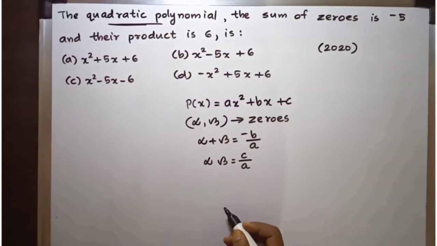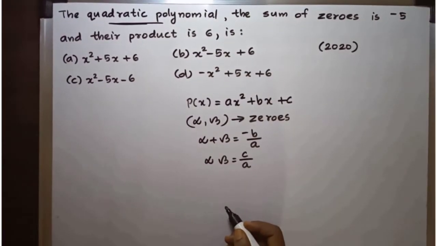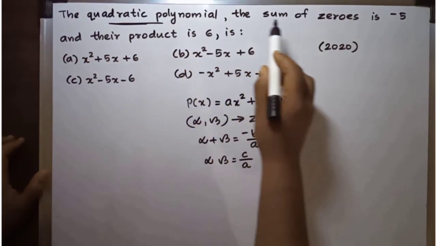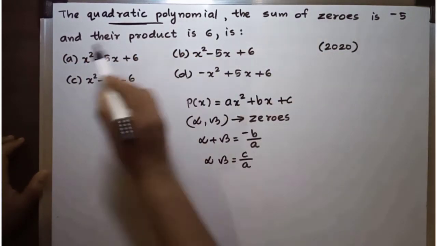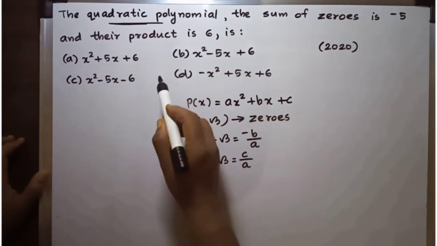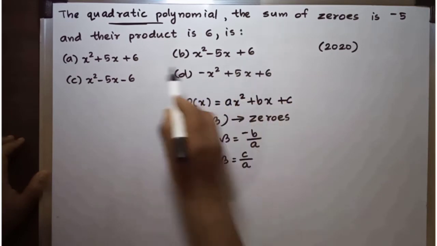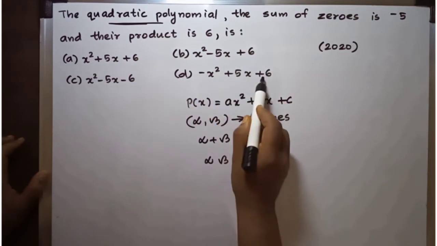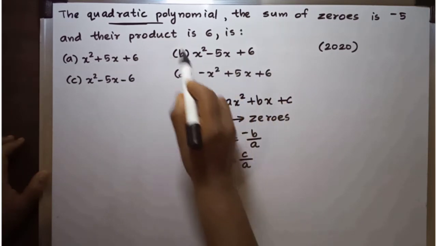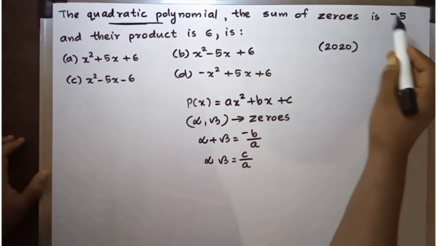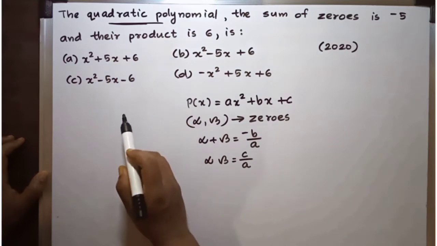This is our second question. This was also asked in 2020. The question is like this: the quadratic polynomial, the sum of zeros is -5 and their product is 6, is. We have to find from among these given options. 4 options are given. Among these, which is the quadratic polynomial satisfying these two conditions? Sum of zeros is -5 and their product is 6.